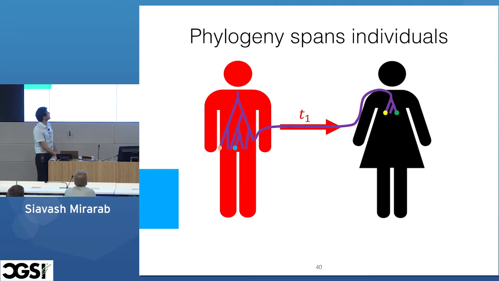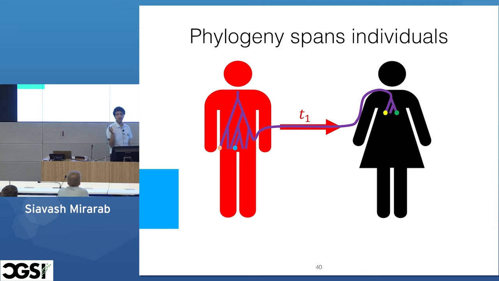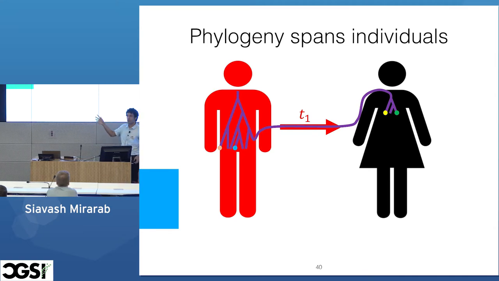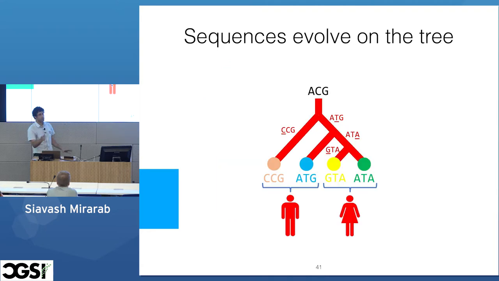You can do sequencing of the HIV of the individuals. In fact, it's routinely done. Every person who is diagnosed with HIV gets one region of their HIV virus sequenced, the pol region. So at the end, you can think of a phylogeny that spans different people. And the question is, what can you learn from this phylogeny?